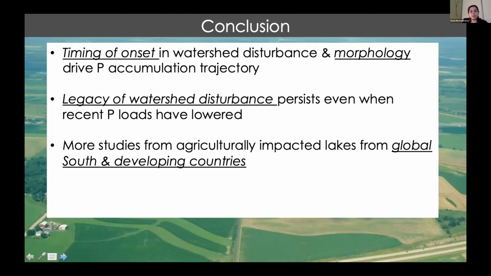Next, if you remember back to the first map, we saw a lot of the studies were mostly in North America or in the developed world, so to speak. So we need more studies from the global south or from developing countries that are more agriculturally impacted in order to get a better picture, a broader sense of what is happening in terms of phosphorus legacy accumulations and how would that impact these systems moving on.